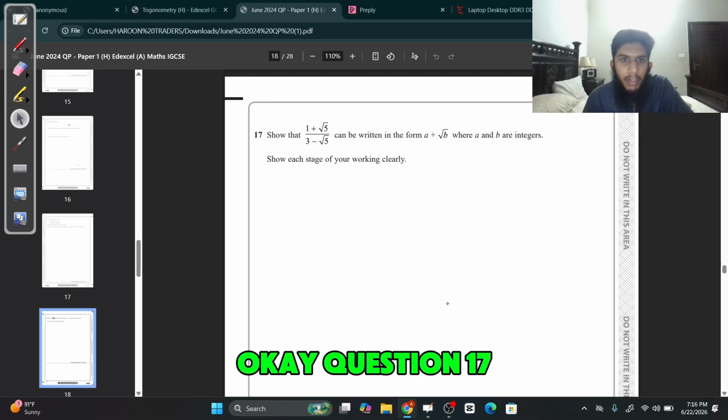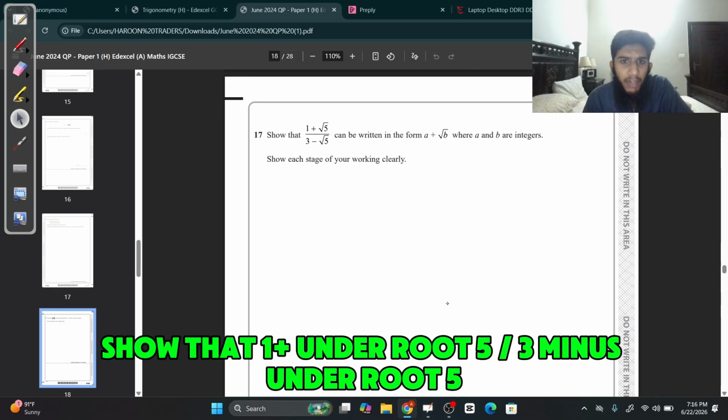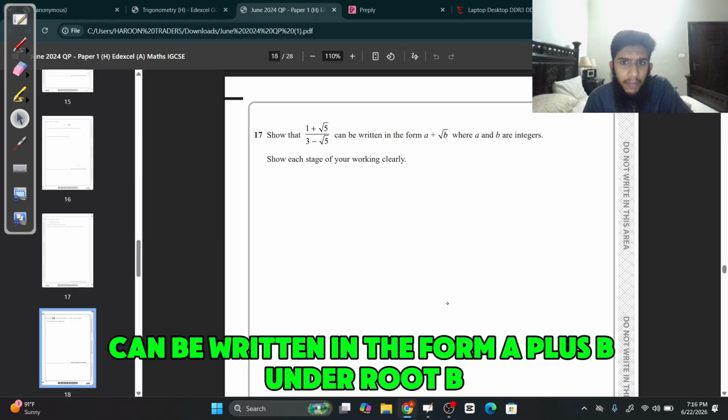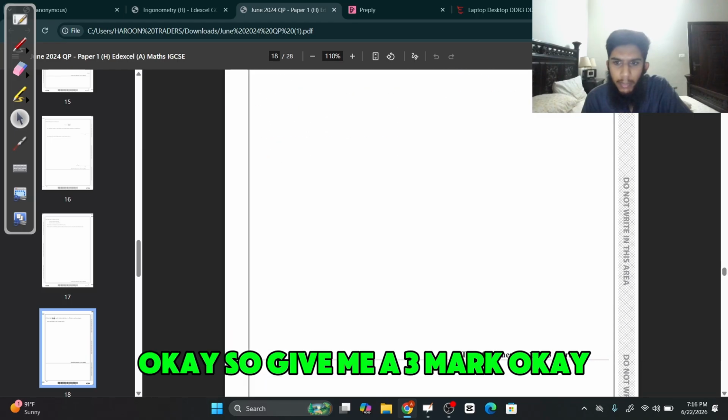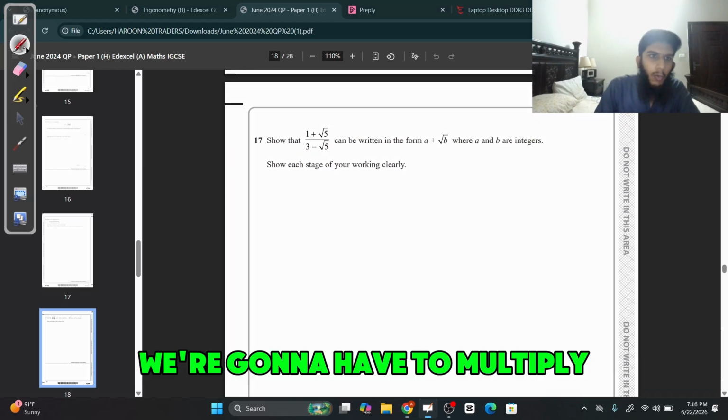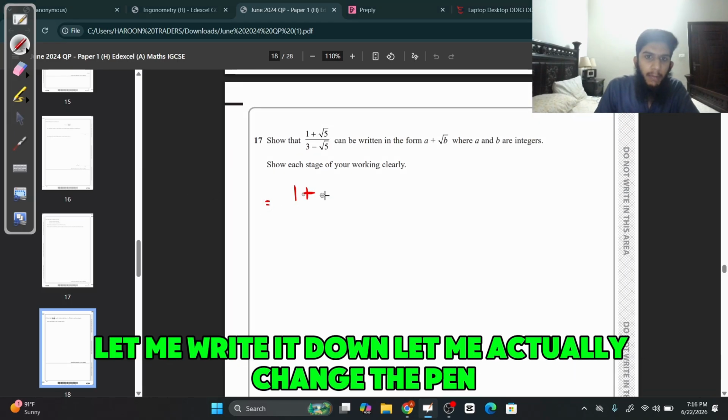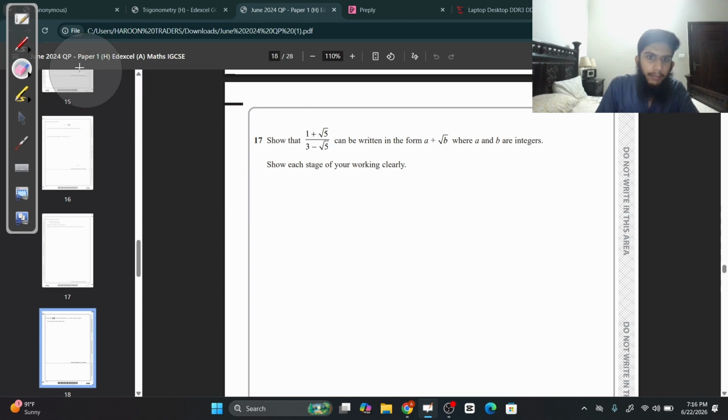Okay, question 17. Show that 1 plus under root 5 divided by 3 minus under root 5 can be written in the form a plus b under root b, where a and b are integers. Show each step of working clearly. Okay, so we have 3 marks. We're going to have to multiply. Let me write it down.